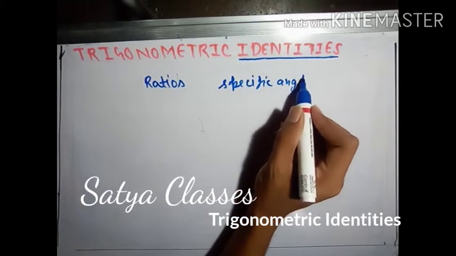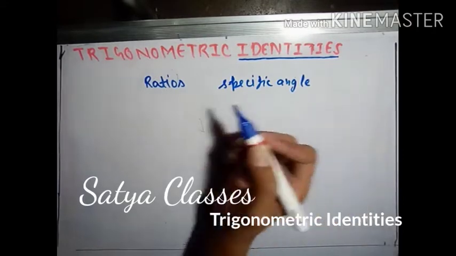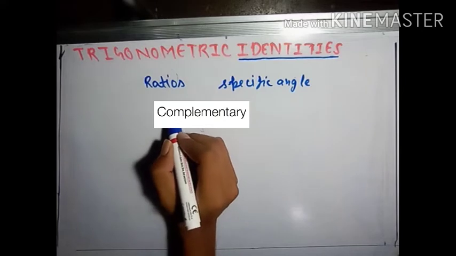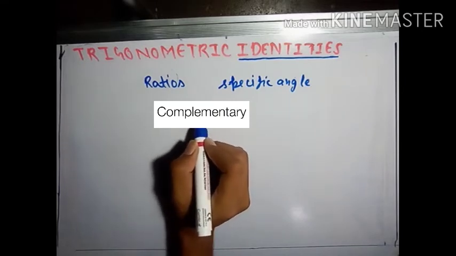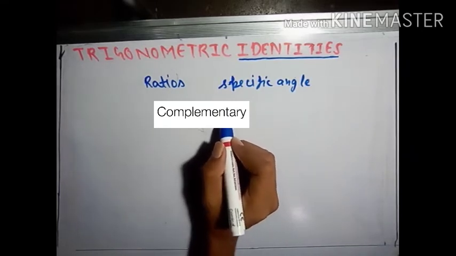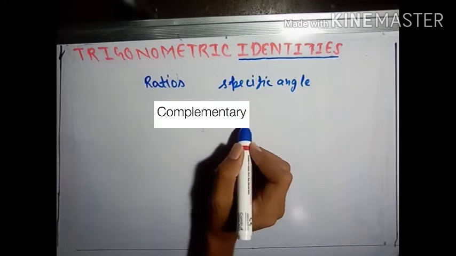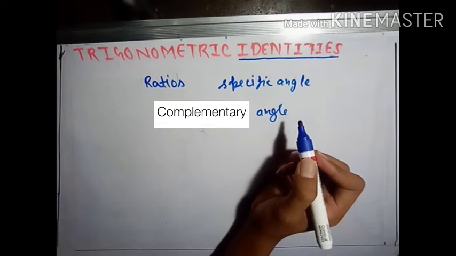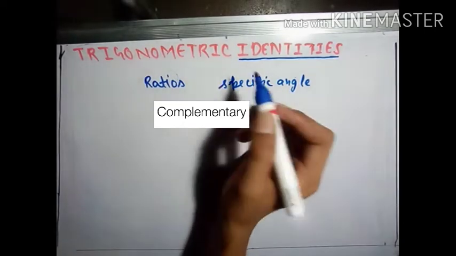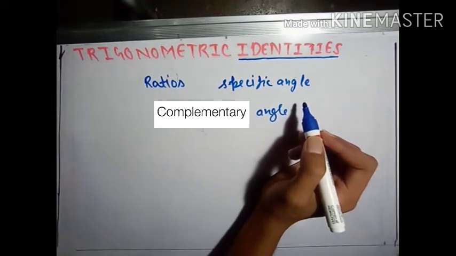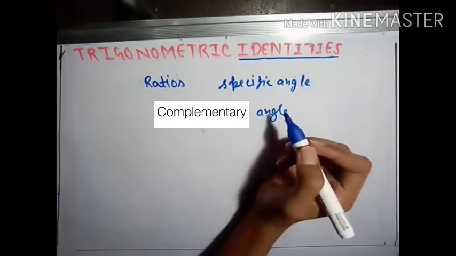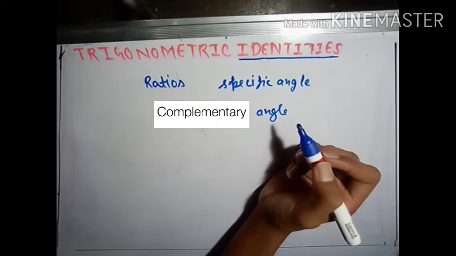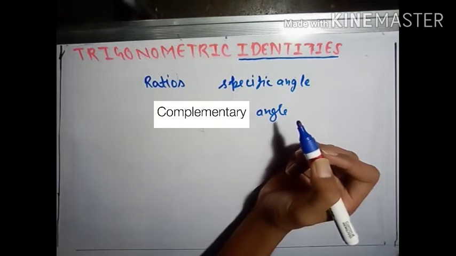Thereafter, I explained trigonometric ratios of complementary angles. Those videos are really required to understand trigonometric identities. So I'm giving the link in the description. From there you can watch the video in case you have not watched.